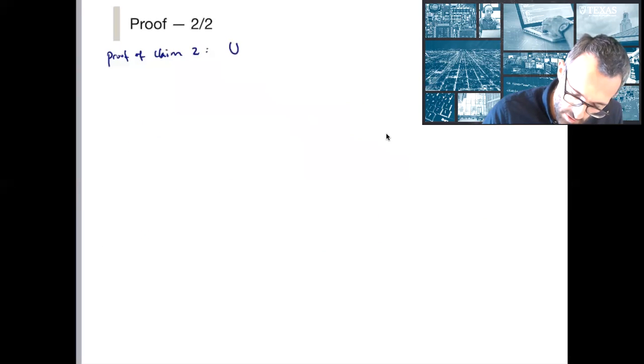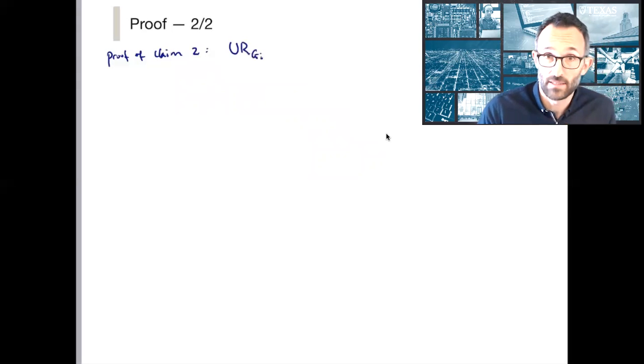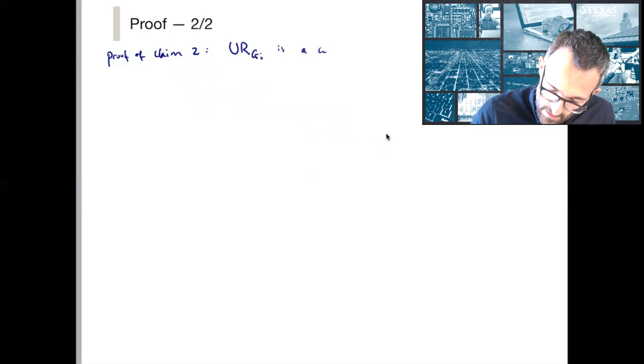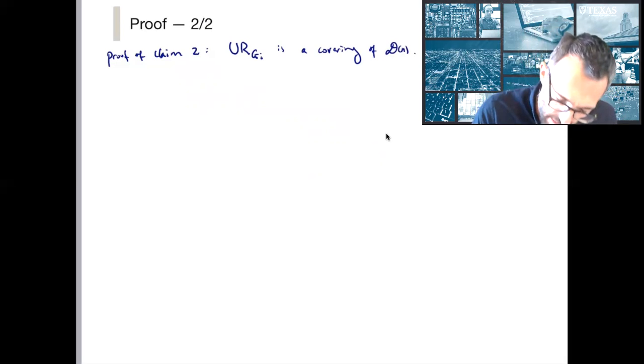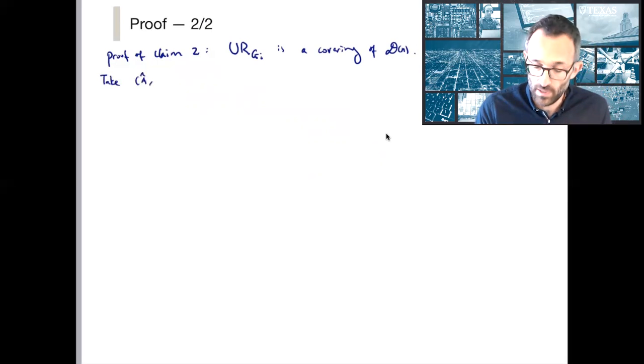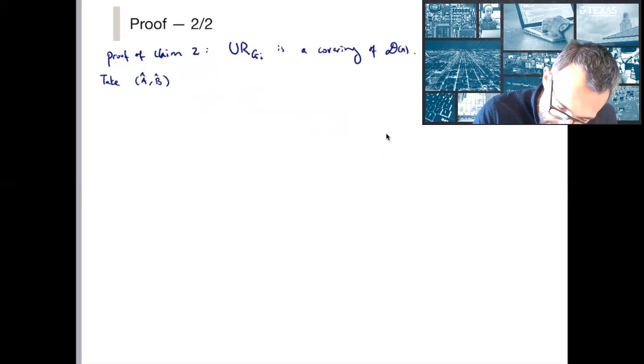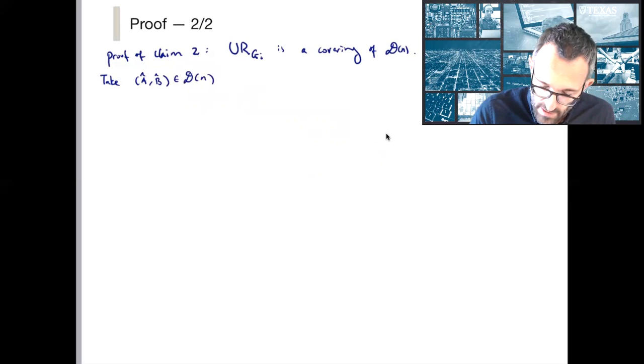Proof of claim 2: the union of these valid sets is a covering of D of N. So indeed, let's take any element of D of N, and we need to show that it's in one of these RGs. So let's take A hat, B hat in D of N. Recall that so far all this tells us is that these have empty intersection.